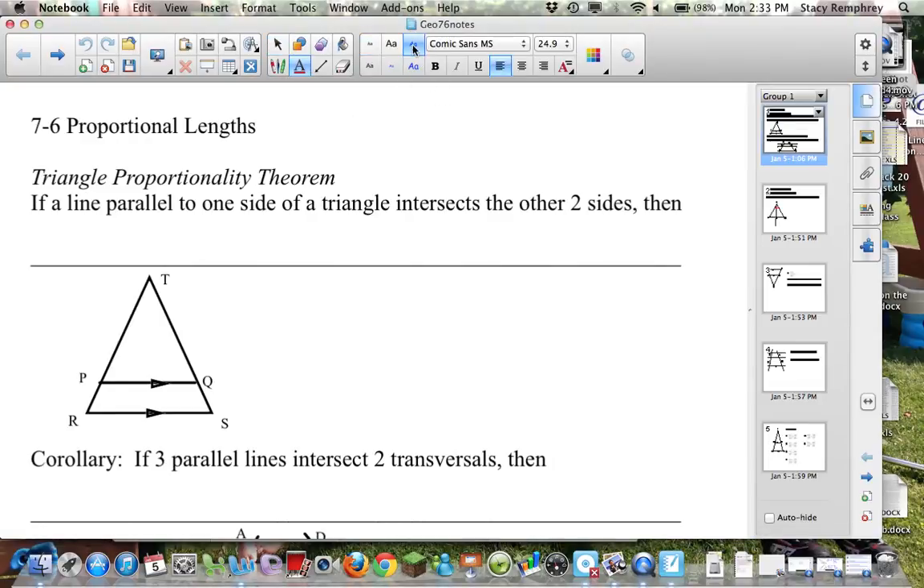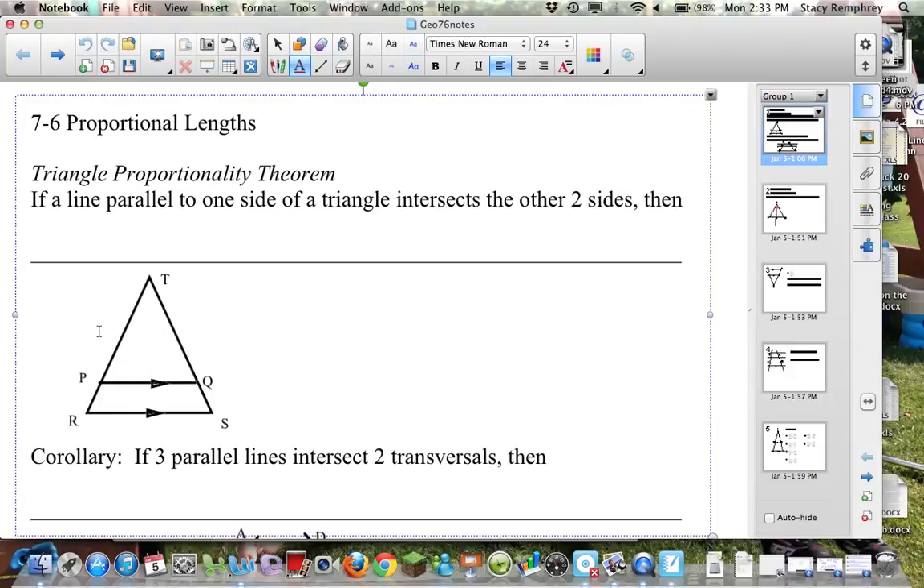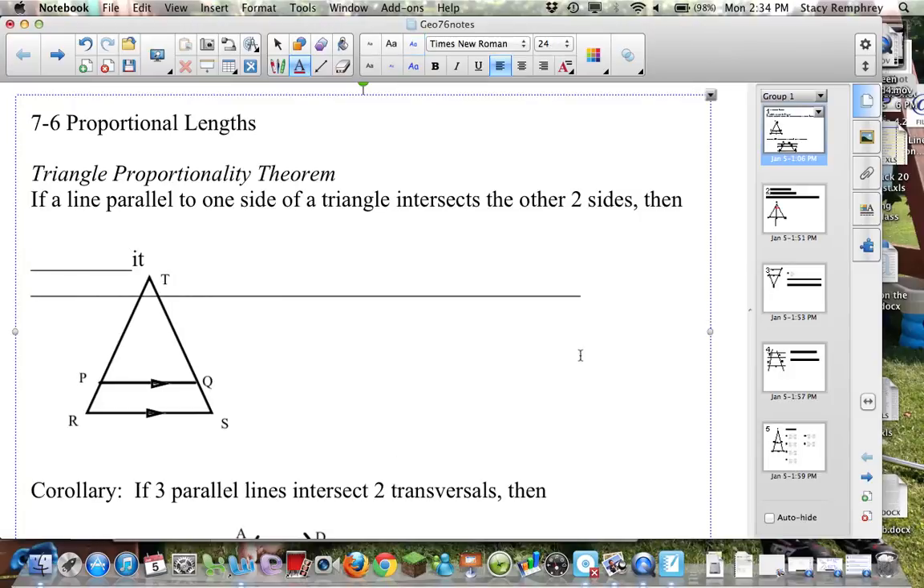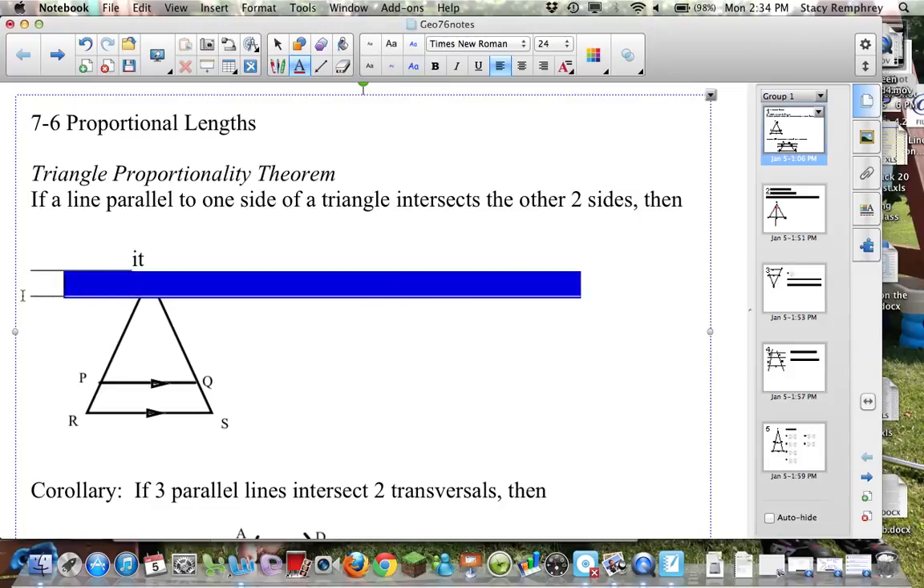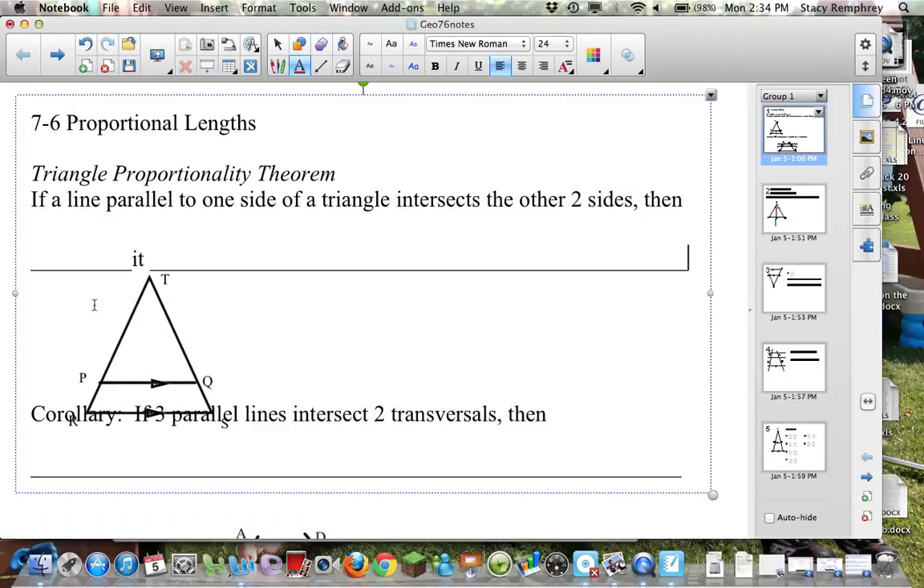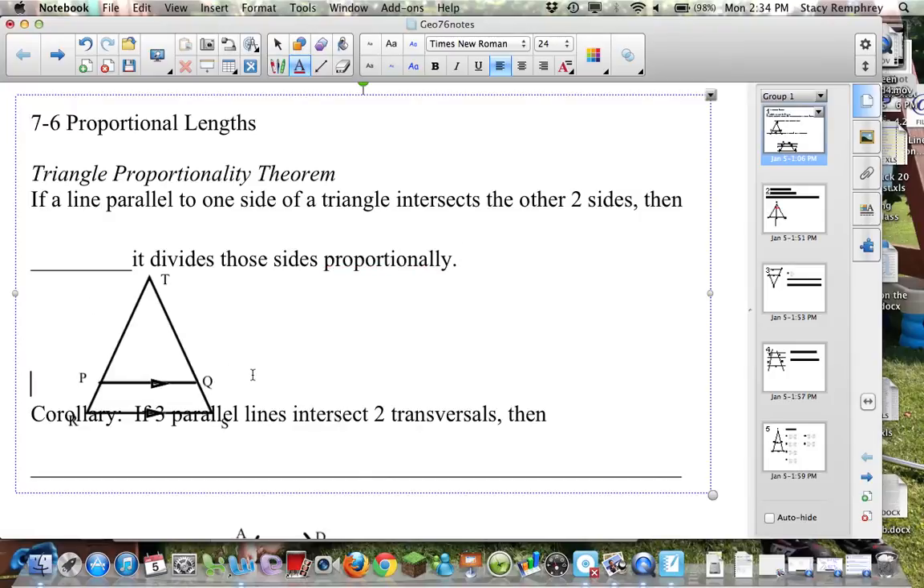Okay, so first we'll just fill in these theorems here. If a line parallel to one side of a triangle intersects the other two sides, then, let's see. Okay. Just take this line out for you. And this is just right in the book. It divides those sides proportionately. The one down here is a corollary.